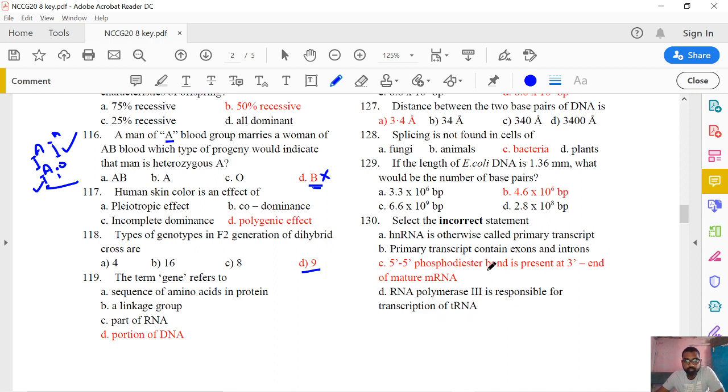The 5' phosphodiester bond is present towards the 3' end of mature mRNA. It is actually present towards the 5' end. So you can see this kind of bond during capping.